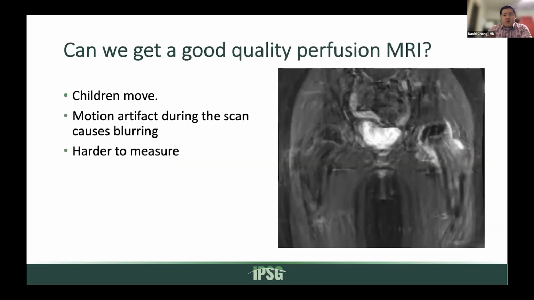So the bigger question is, how do we get a good quality perfusion MRI? Because children move, and you get this motion artifact during the scan, which causes blurring. That makes it hard to measure, if not impossible. I mean, you can still get a general sense of things, but it's really hard to look at.